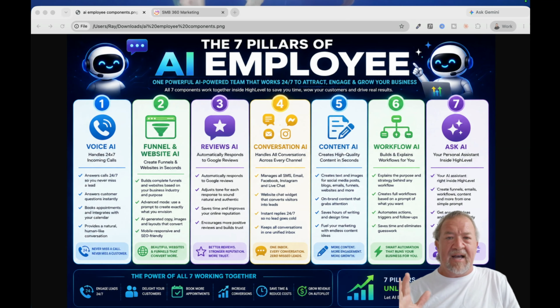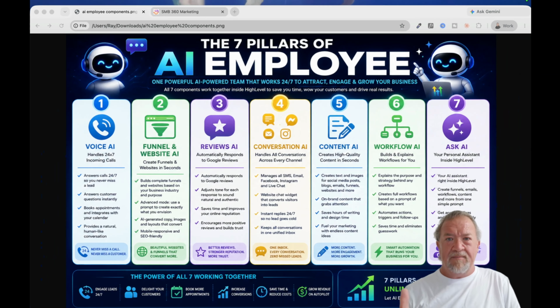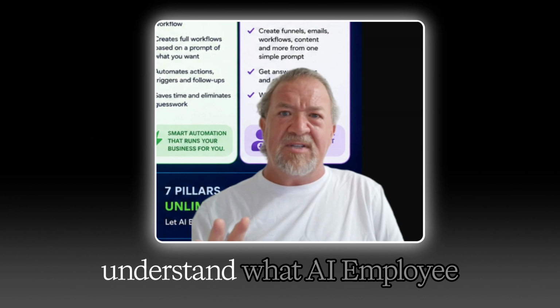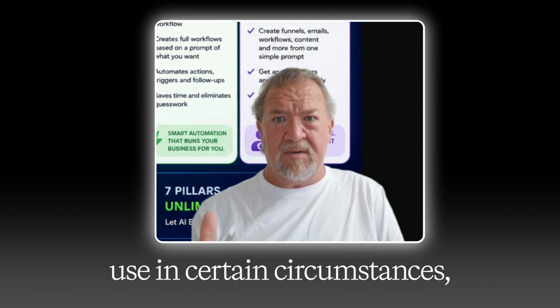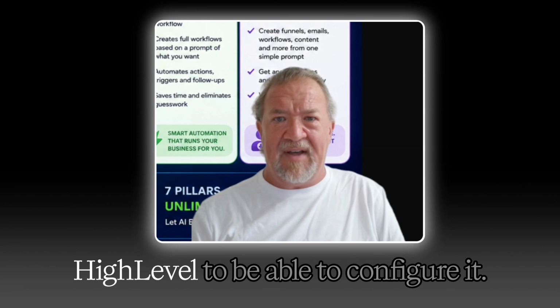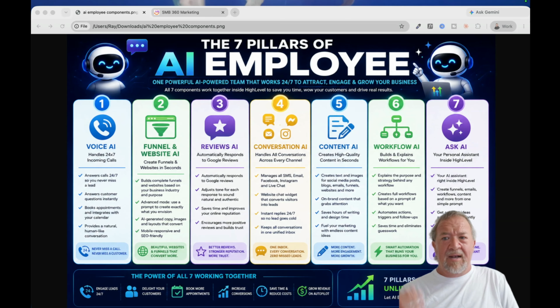I'm not going to dive incredibly into detail here. What I'm going to do is cover what each one of these components does and doesn't do, as well as where you find it inside of Highlevel, because this is strictly educational. I just want to make sure that people understand what AI employee is, which component you would use in certain circumstances, and where you find it inside of Highlevel to be able to configure it. I think that is very valuable. So let's hop into it.